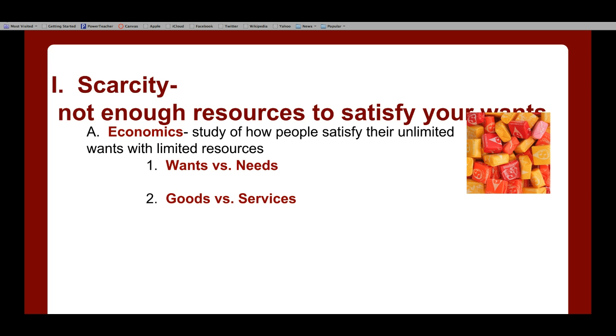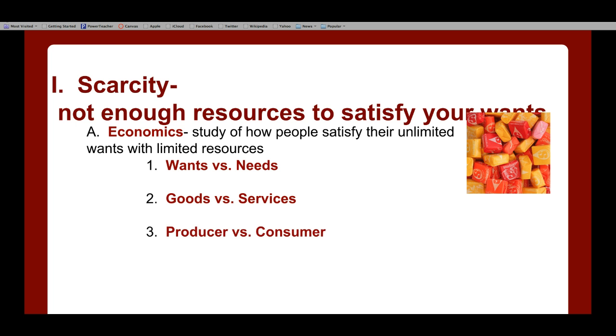Did we talk about education yesterday? Can't remember. Okay, education, is that a good or a service? Service. It is a service. Do we use goods in education to provide education? Yes.